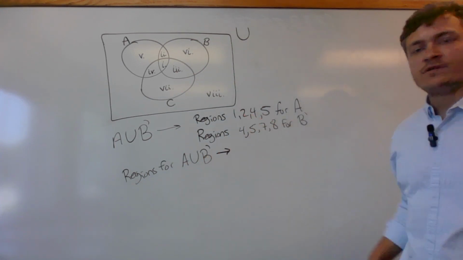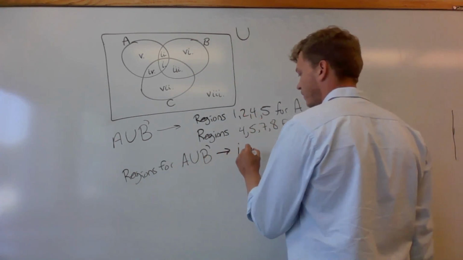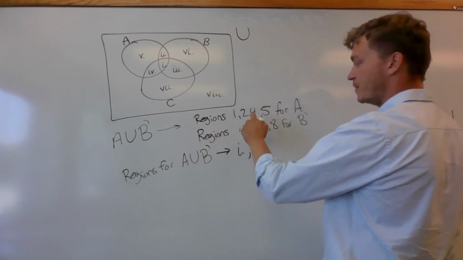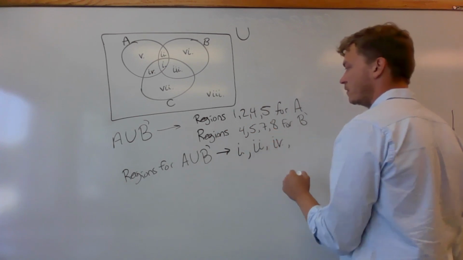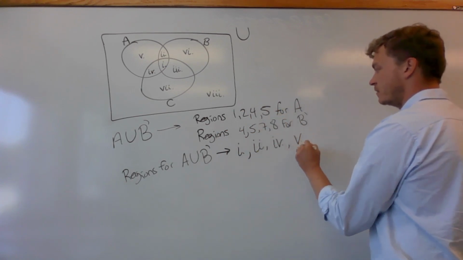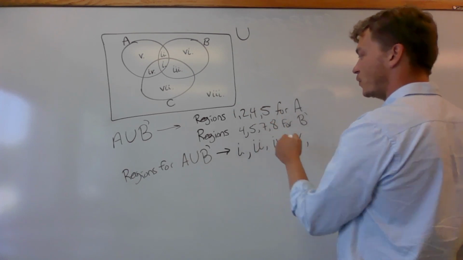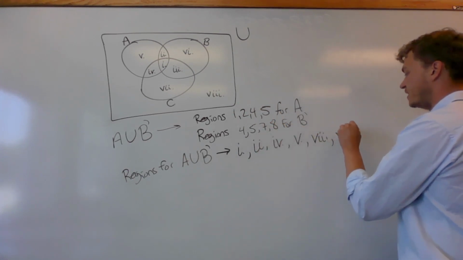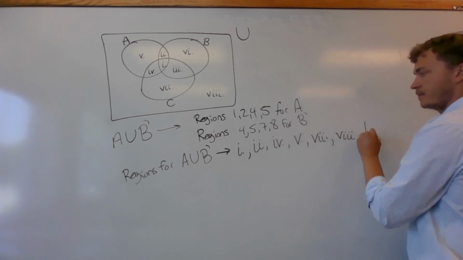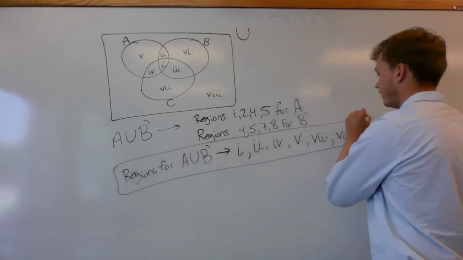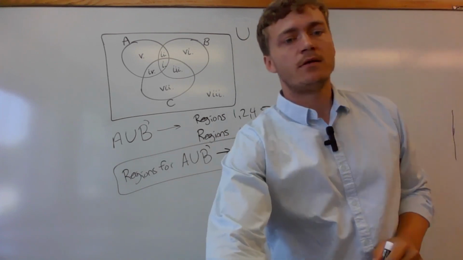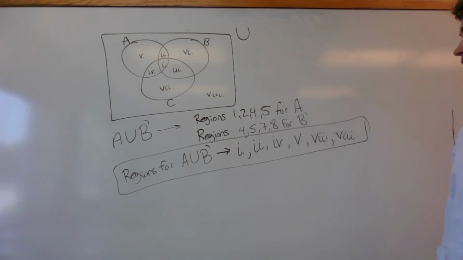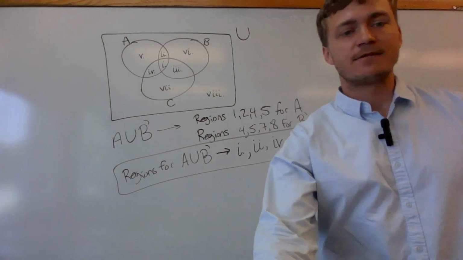Well, they have the first region, denoted I. Second region, II. There is no 3, but there's a 4, IV. There's a 5, so it's just V. We do not have a 6, but we have 7, which is VII. We have 8, which is VIII. We will confirm that we will have every region except for 3, except for 6. So let's see what we get here.